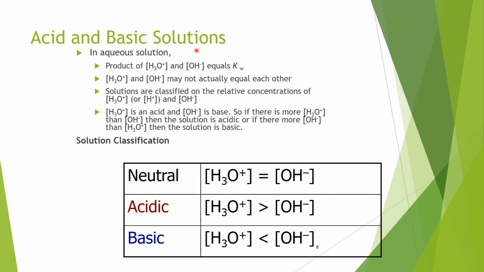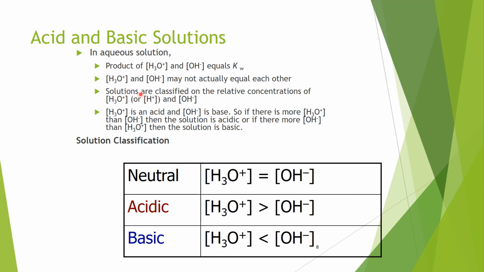And we've talked about this in the lab a lot, and so kind of just talked about it without really explaining it. So let's go into that. So the product of H3O plus or H plus and OH minus equals Kw. And again, they may not equal each other. So that's what we want to look at now.